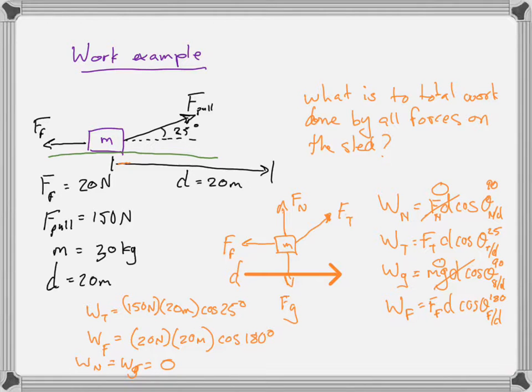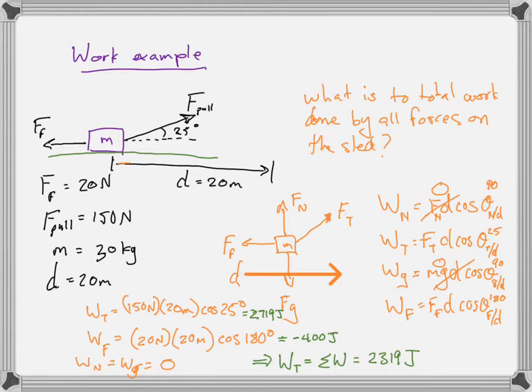Okay, let's go ahead and plug that into the calculator. The work done by the pulling force, by the tension, is 2,719 joules, and the work done by the friction force is minus 400 joules. The total work done is the sum of all the works, which is 2,319 joules.